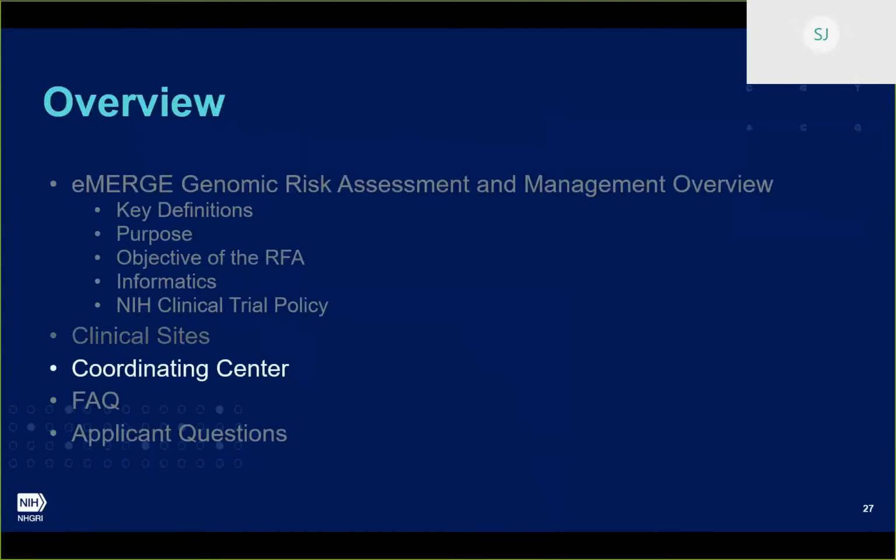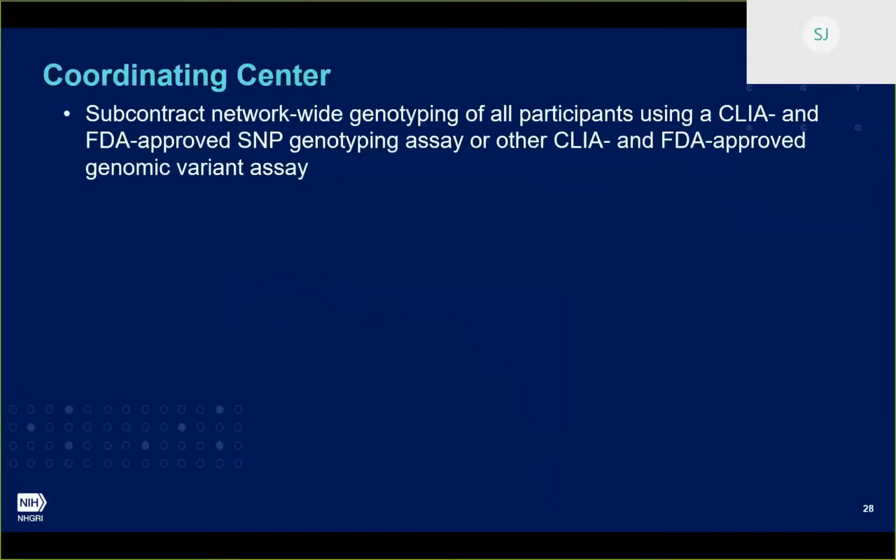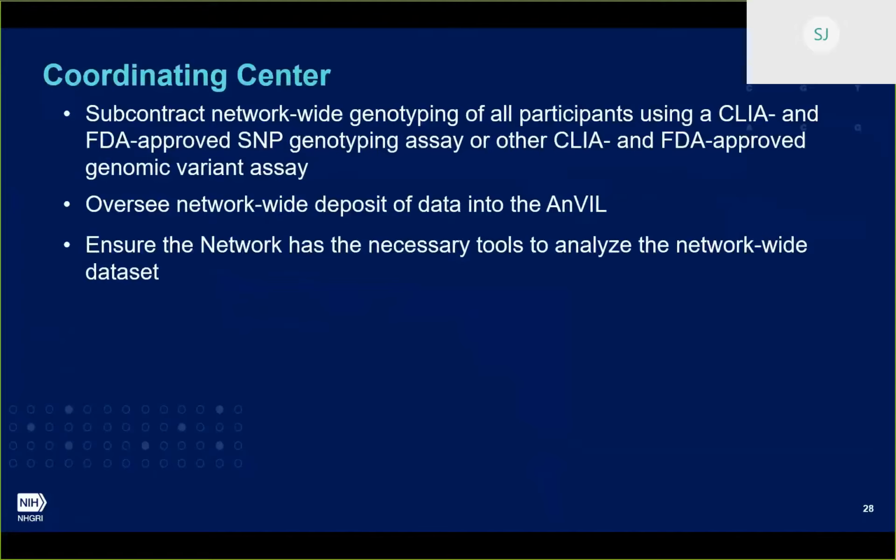And we'll go into the coordinating center, some specifics there. Again, it's expected that the coordinating center will be responsible for subcontracting and network-wide genotyping of all the participants. It'll need to be a CLIA and FDA-approved SNP genotyping assay. They'll oversee the network-wide deposit of data into the AnVIL or a central repository. Again, they'll need to ensure that the network has the necessary tools to analyze the network-wide data set.